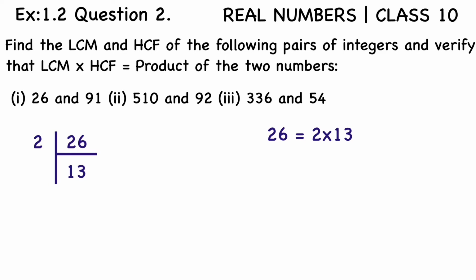Next we have 91. So 91 is not divisible by 2 because it's an odd number. It's not divisible by 3. Why? Because 9 plus 1 is 10, so it's not divisible by 3. It's not divisible by 5, you know. And next we go for 7. You know the table of 7 up to 70. But 91 is greater than 70.